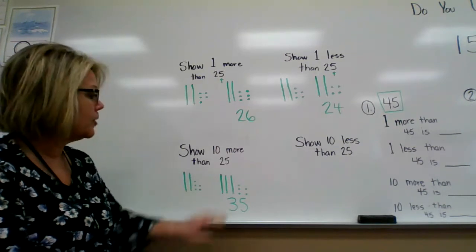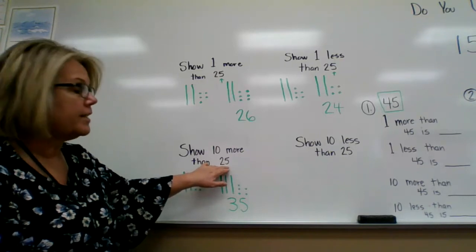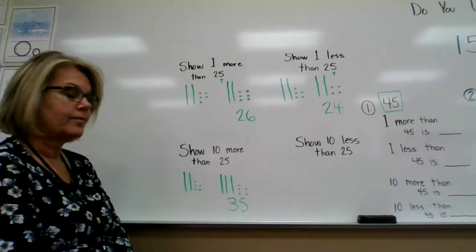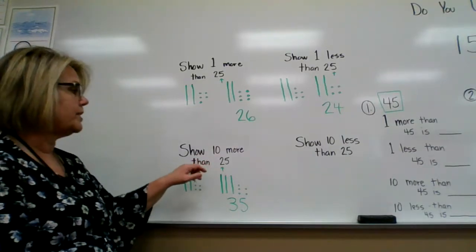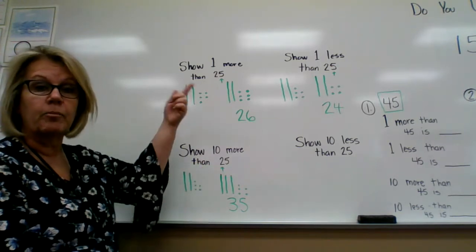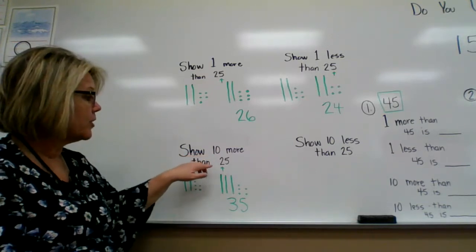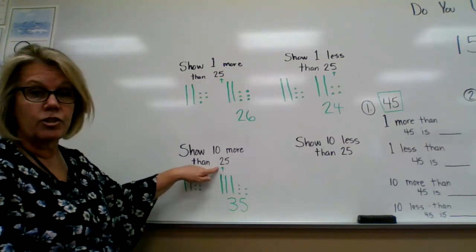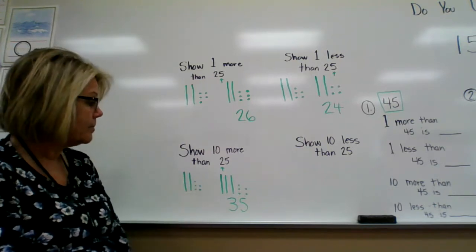You don't have to draw a picture. You can look at the numbers, think about place value. What digit in the number 25 tells how many groups of 10 there are? It's the number 2. So if you're showing 10 more, that number in the tens place gets bigger by 1. What's 1 more than 2? 3. So 10 more than 25 would be 35. If you change that number to a 3, you get 35. It gets bigger by 10, okay?